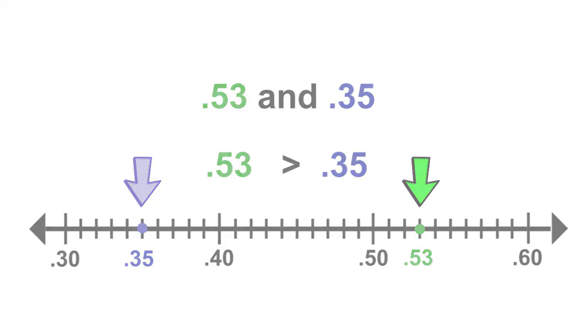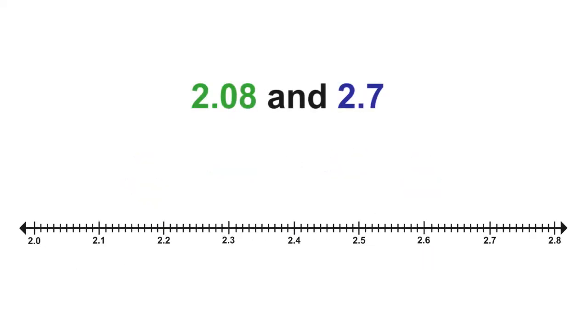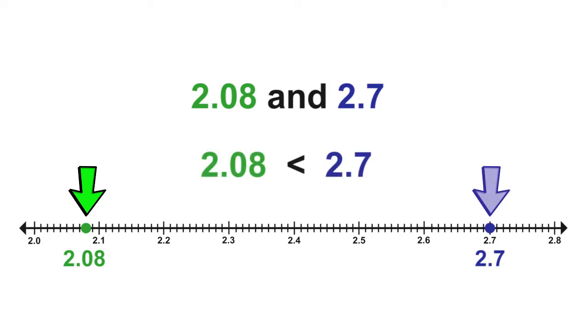Let's try another set of numbers. 2 and 8 hundredths compared to 2 and 7 tenths. Start by finding 2 and 8 hundredths on the number line and make a mark. Pay careful attention to find 2 and 8 hundredths and not 2 and 8 tenths. Next, find 2 and 7 tenths on the number line and make a mark. 2 and 8 hundredths is to the left, or less than, 2 and 7 tenths. The correct symbol is less than, so the comparison reads 2 and 8 hundredths is less than 2 and 7 tenths.